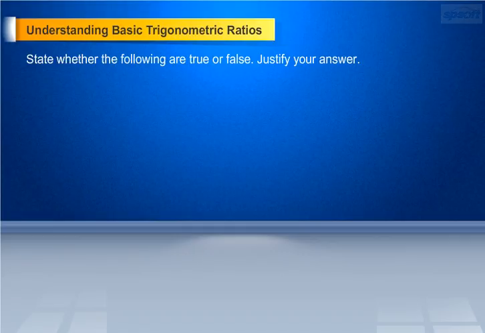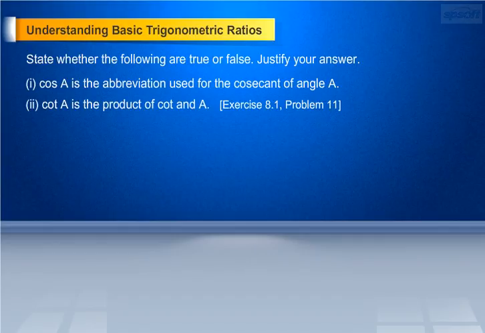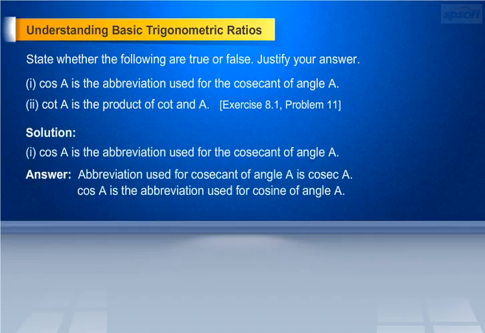State whether the following are true or false. Justify your answer. Cos A is the abbreviation used for the cosecant of angle A. And cot A is the product of cot and A. Now look at the first statement. Cos A is the abbreviation used for the cosecant of angle A. Solution: the abbreviation used for cosecant of angle A is cosec A. Cos A is the abbreviation used for cosine of angle A. Therefore, the given statement is false.